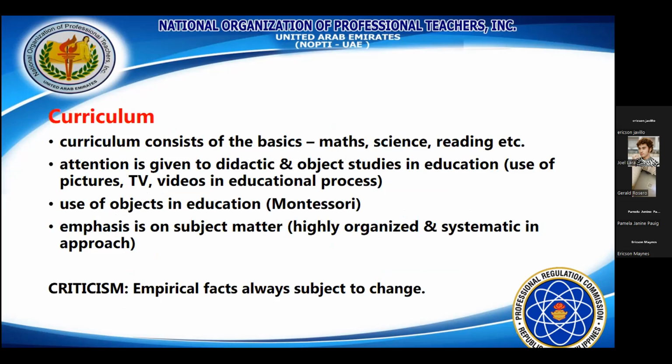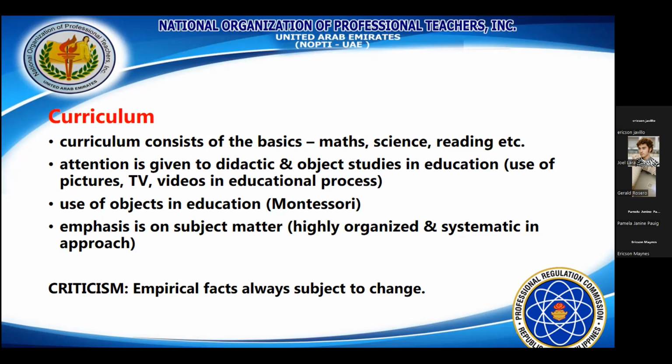So, what should be the curriculum of a realist school? So, dapat yung mga basic, math, science, reading. So, yung mga school na nagbibigay ng priority sa mathematics, sciences, social studies, reading, are the realism schools. Attention is given to didactic object studies in education, use of pictures, TV, videos in educational purposes. Use of objects in education, especially in Montessori type. Emphasis is on subject matter. Same din sa kabila kanina, subject matter.